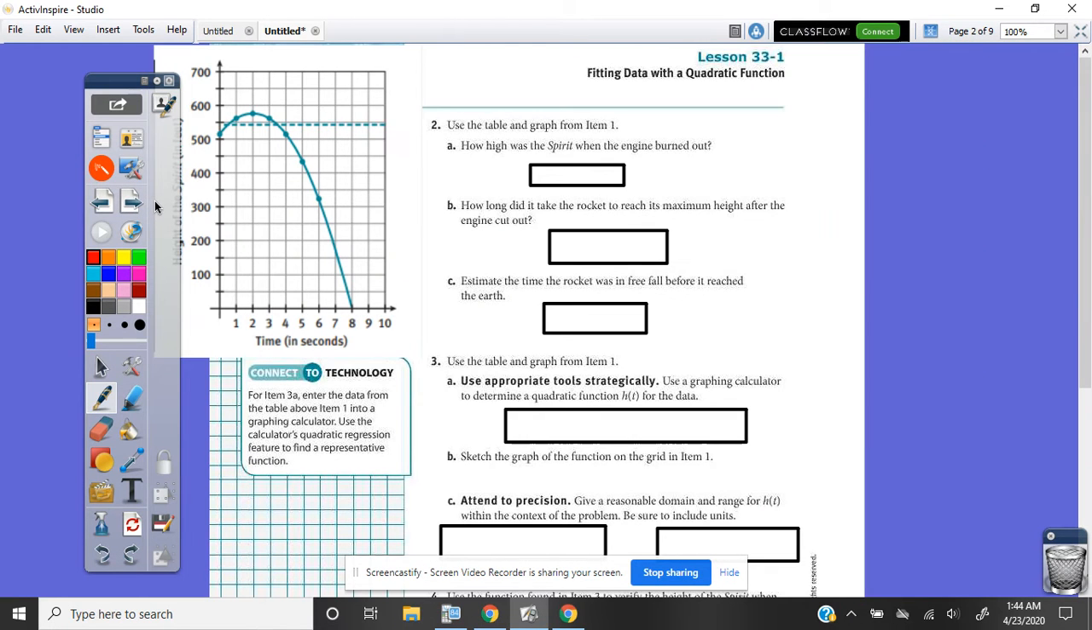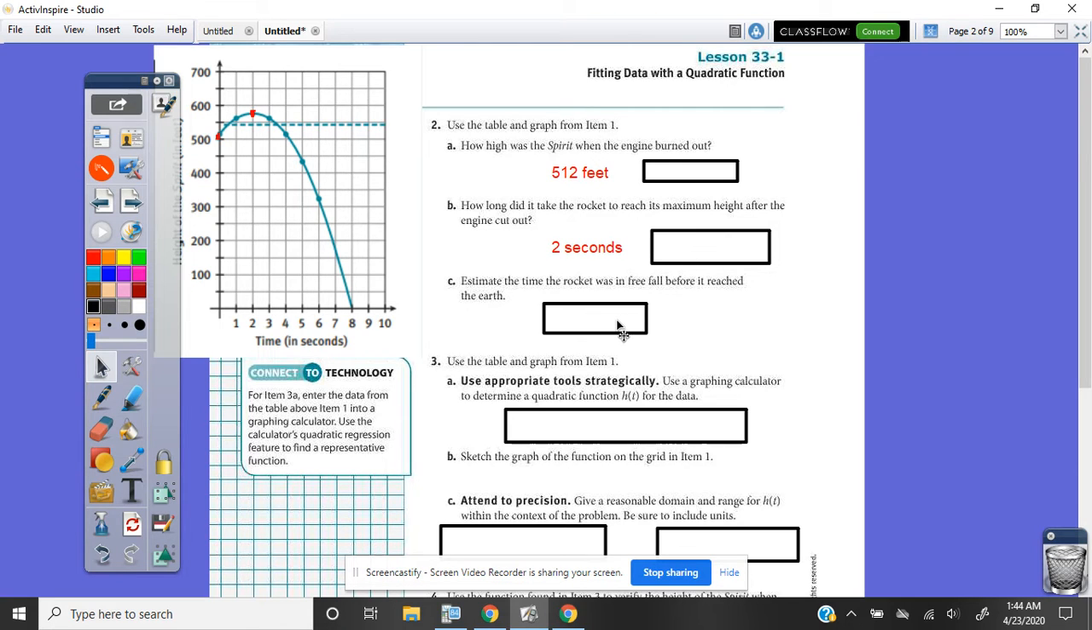All right, question number 2. How high was the Spirit when the engine burned out? When the engine burned out is when it started. So at time 0 is when our engine burns out. That would be at 512 feet. How long did it take the rocket to reach its maximum height? So where is the maximum height? Our maximum height is right here at 576 feet. So how long did it take? 2 seconds.